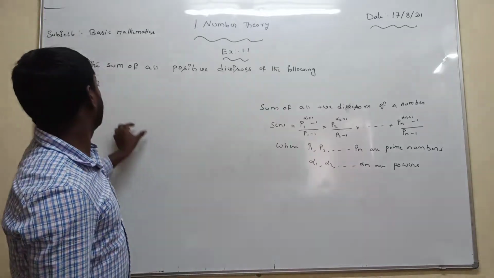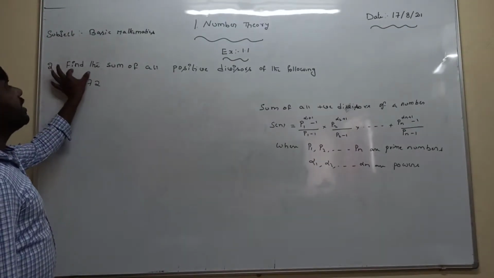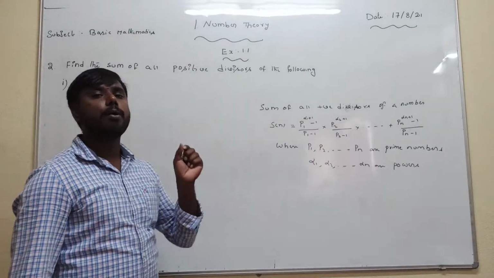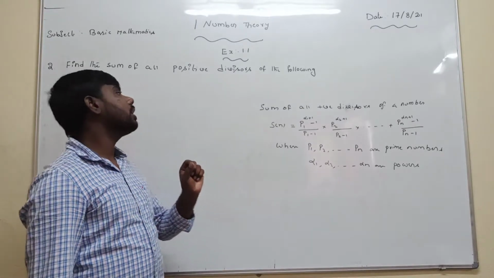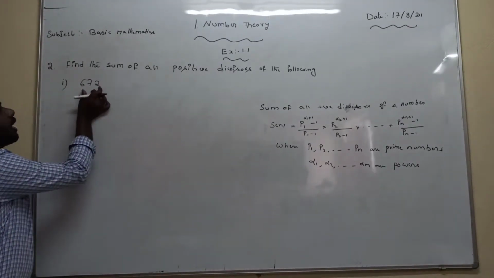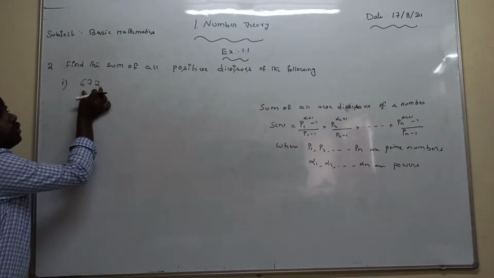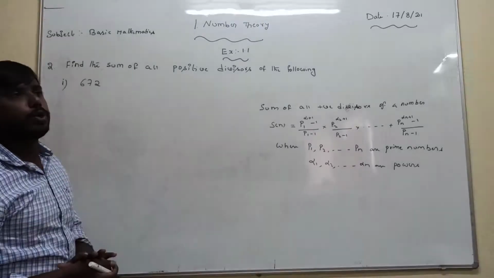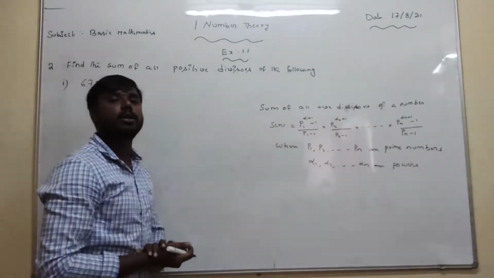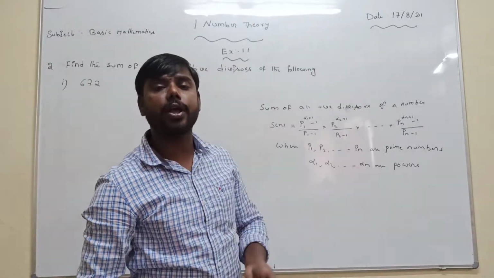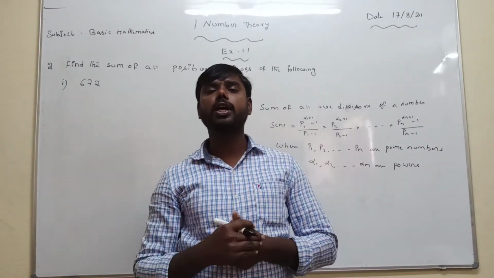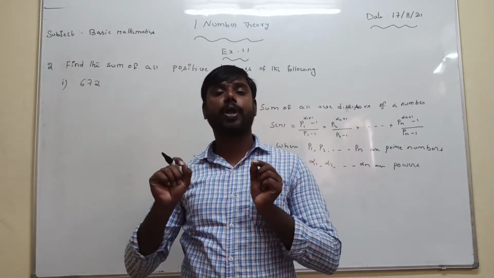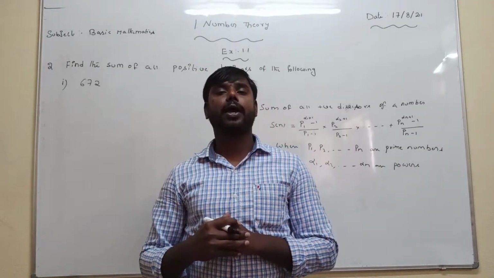Now observe here, we need to calculate the sum of all positive divisors of the given number, which is 672. First, 672 can be expressed as a product of prime numbers.